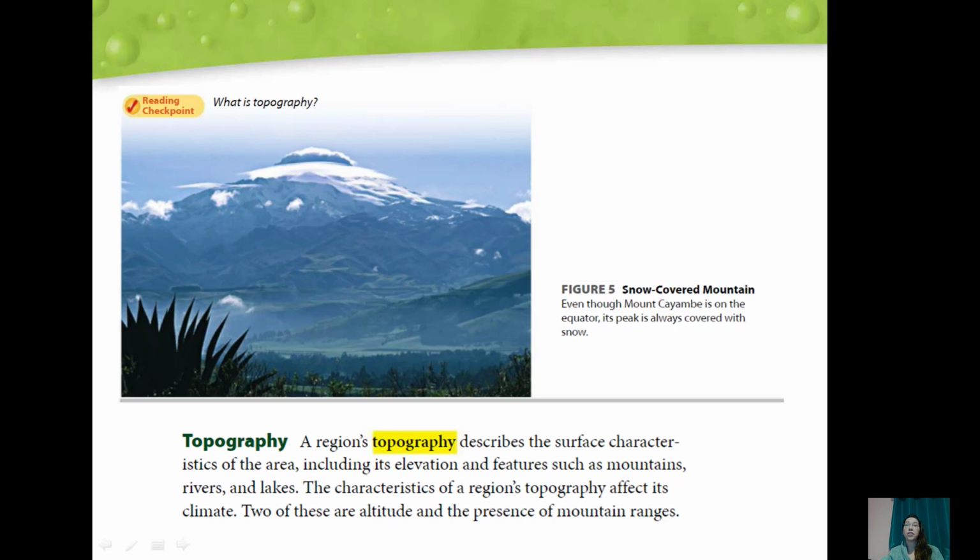Figure 5 shows us a snow-covered mountain, and even though this mountain is on the equator, we can clearly see that its peak is covered in snow.